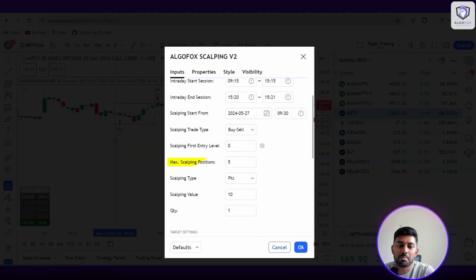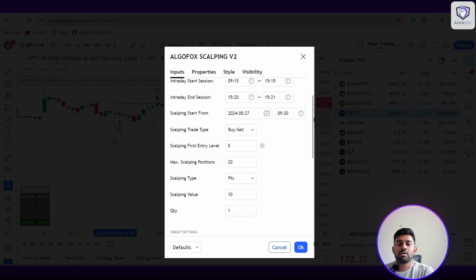First is max scalping position. How many times should I do buy sell throughout the day? If I fix it at 5, I can fix it at any number. In this example, I have fixed it at 5. So when I fix it at 5, that means throughout the day, I will scalp only 5 times. I can even change it to 10 or 20. It's totally my choice, right?